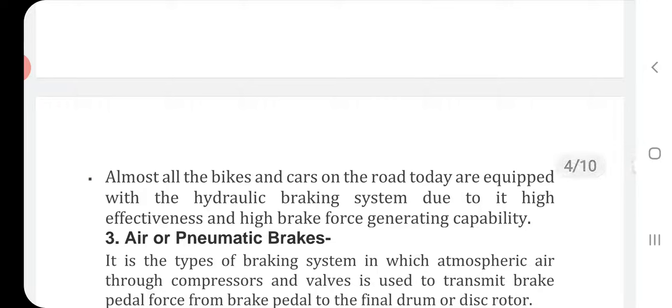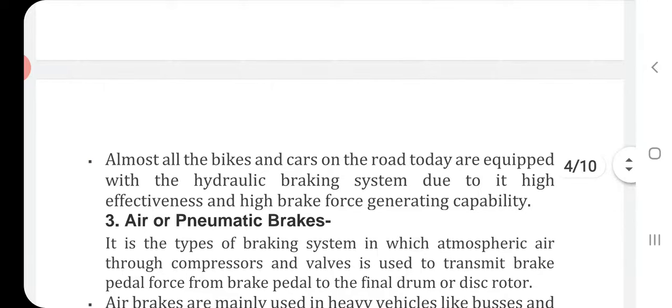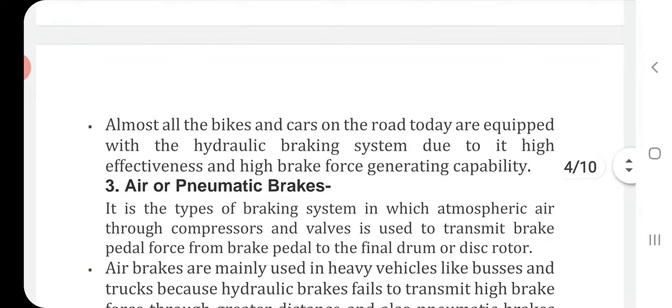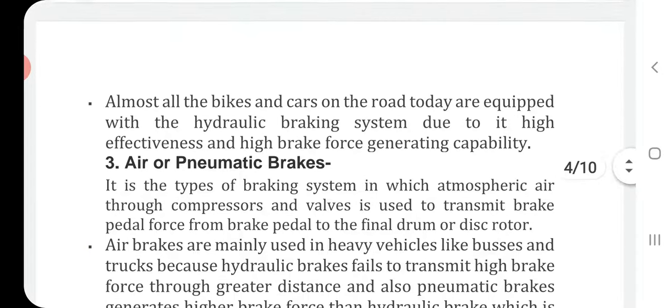So almost all the bikes and cars on the road today are equipped with the hydraulic braking system due to its high effectiveness and high brake force generation capabilities. The thing is that using a hydraulic braking system, you can multiply your braking effort. In the mechanical braking system, whatever force you give to the pedal is transferred to your braking system. But in a hydraulic braking system, you can multiply it. That is why you can brake a heavy vehicle using the hydraulic braking system very easily.